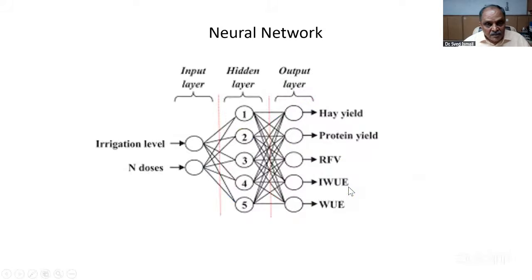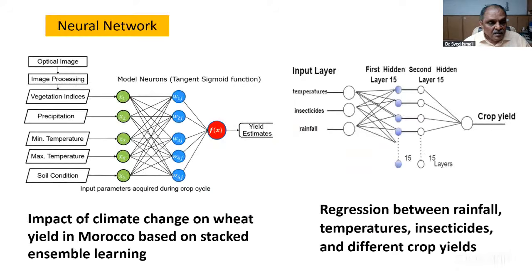Now, this is another one, irrigation level and nitrogen doses. Here you see, for example, this one gives the yield estimate, minimum temperature, maximum temperature. These are all from the practical work people have done. So if you understand the inputs, the variation only comes in the output. We will see it. Here is another one, rainfall, temperature, insecticides.